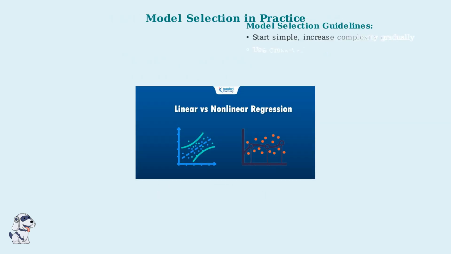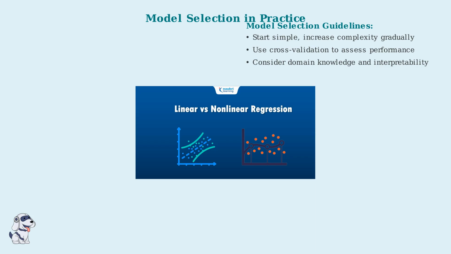When choosing between linear and nonlinear models, we should follow systematic guidelines. Start with simple models and gradually increase complexity only when needed. Use cross-validation techniques to assess true performance, and always consider domain knowledge and the need for model interpretability.